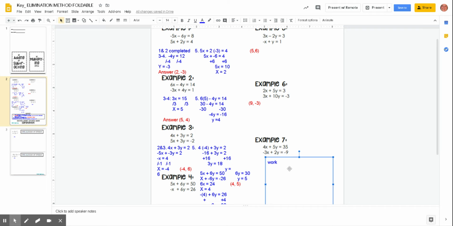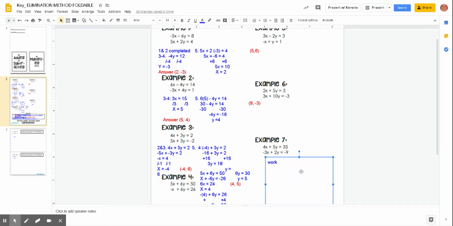So looking at example 7, 4x and -3x are not additive inverses, 5y and 2y are not additive inverses. And what's interesting is there's really no way that I can multiply either one of these by an integer to get the other number. 3 times any number is not going to give me 4. 2 times any number is not going to give me 5. 5 times an integer will not give me 2. 4 times an integer will not give me 3.